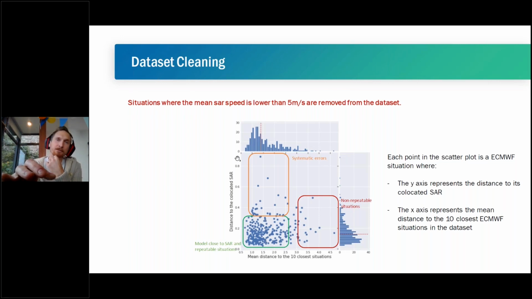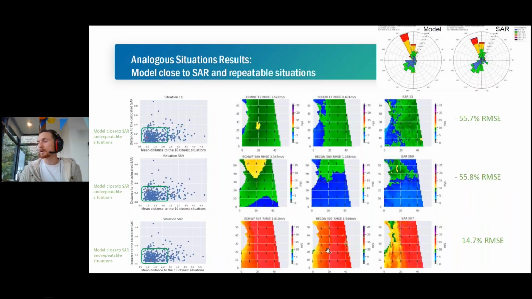On the y-axis, you have the distance to the collocated SAR. So this means that if you are very far on the top, it means you have very large systematic differences between the SAR and the ECMWF. While if you have less distance, it means that the SAR is closer to your ECMWF distribution. So we expect that on the top we're going to have systematic differences, or not necessarily errors, but differences between the SAR and the model. In green, we're going to have close situations between the SAR and the model, and in red, we're going to have very non-repeatable situations. And this is what we are illustrating here.